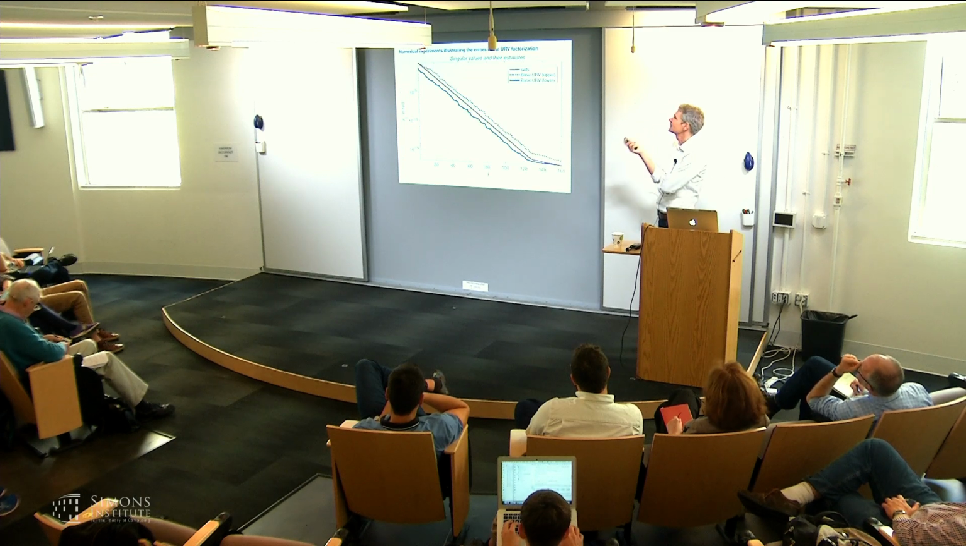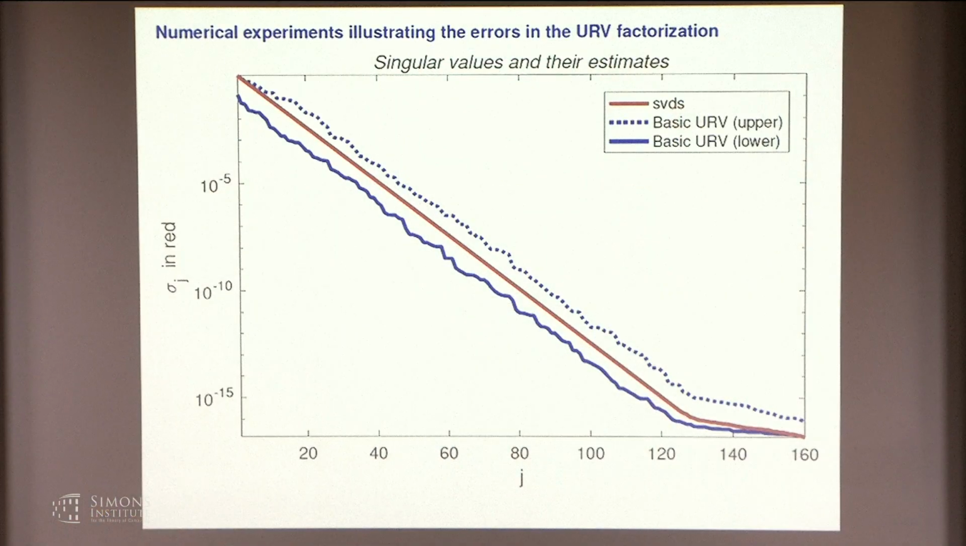So here's a very simple example. Here I have a matrix whose singular values decay very fast. They decay exponentially fast. They go all the way down to double precision. And the two lines here are the bounds you get from this very simple randomized URV algorithm that I described.